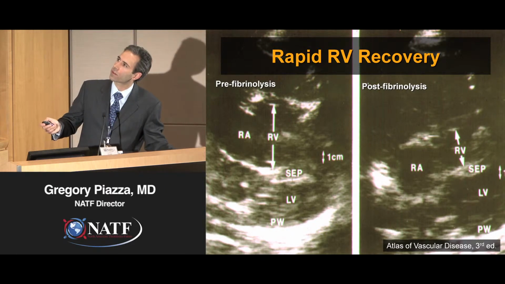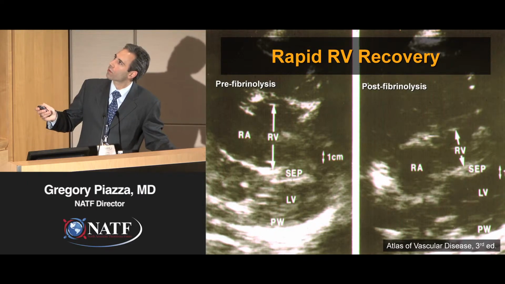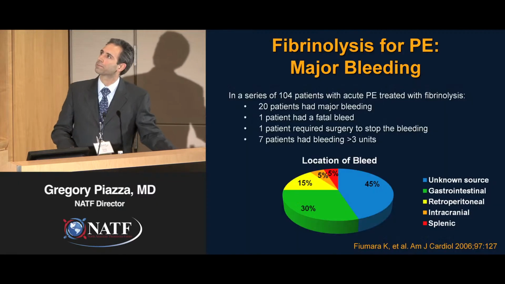If you see here, this is before administration of the clot-busting drug. We can see the right ventricle is enormous compared with the left ventricle. And after administration of that drug, the right ventricle is returned to its normal smaller size, and the left ventricle is now the dominant ventricle in the heart.